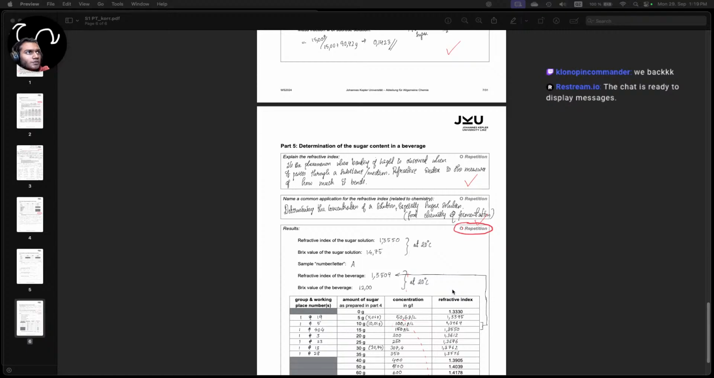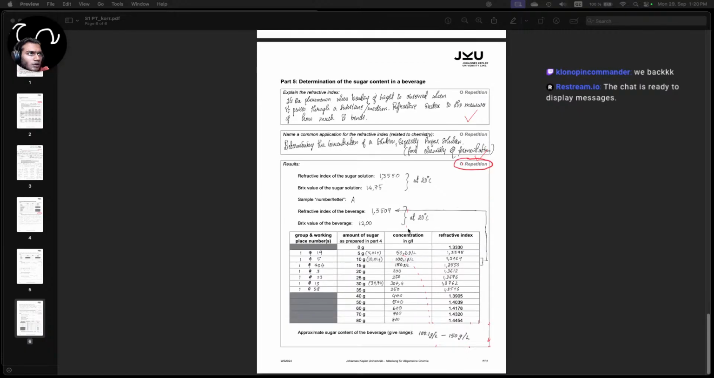Now, determination of sugar content in a beverage. Refractive index is a phenomenon where bending of light is observed when it passes through a substance or medium. Refractive index is a measure of how it bends. Determining the concentration of a solution, especially sugar solution, food chemistry, and fermentation are applications for these. Okay.